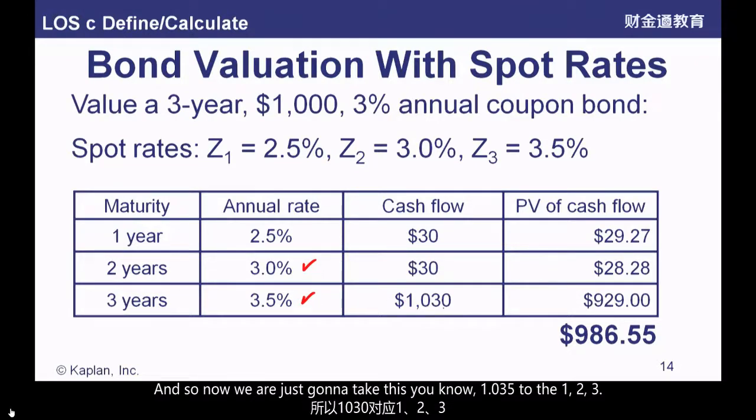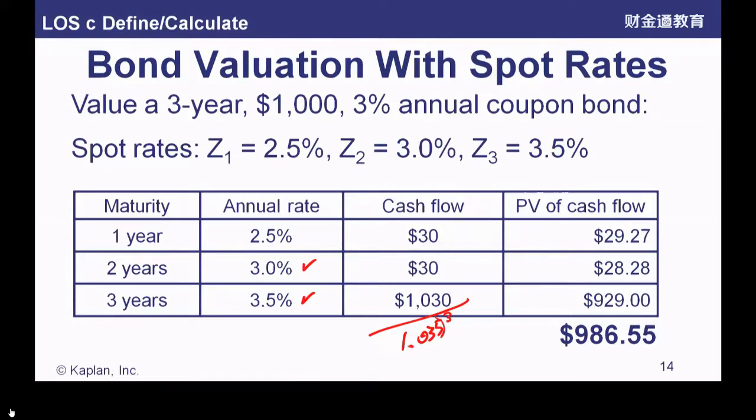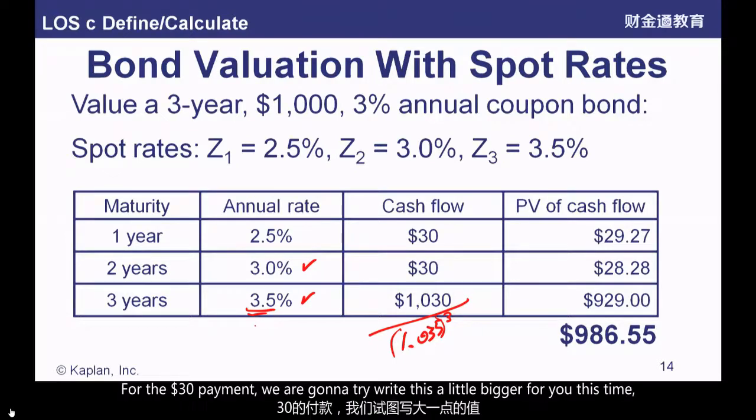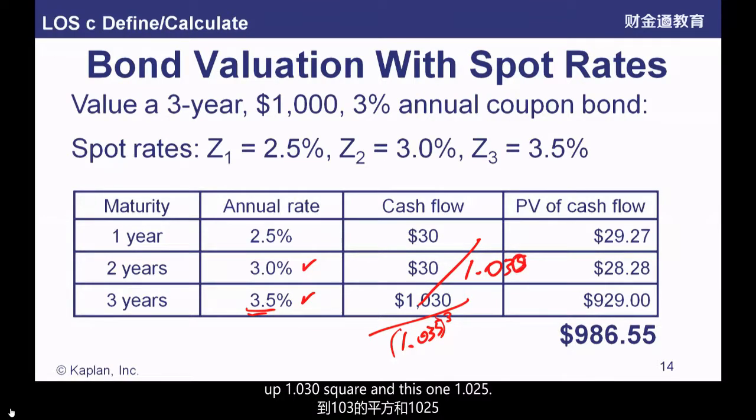And so now we're just going to take this, we're going to go 1.035 to the 1, 2, 3. So that's an annual rate. That's why we need to take it to the third power there to get the present value of that. For the $30 payment, we're just going to put in, I'll try and write this a little bigger for you this time, 1.03 squared, and this one 1.025. So that's all there is to it.